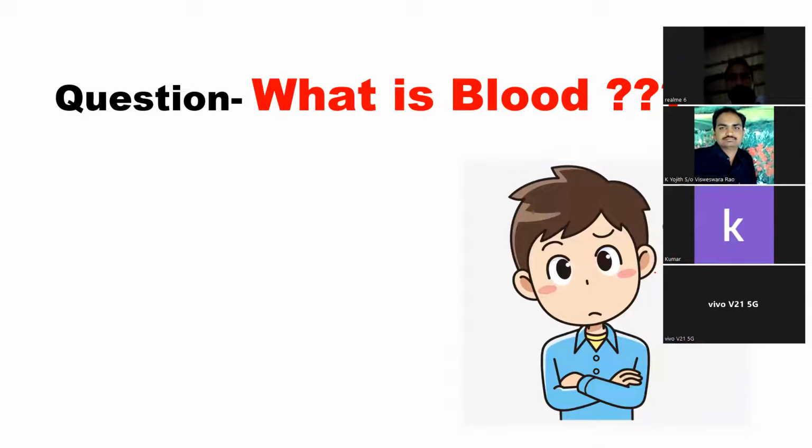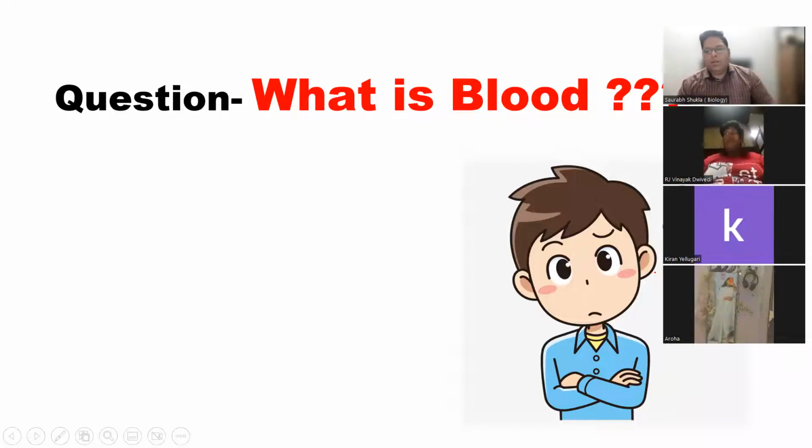RBC is basically hemoglobin, which makes the blood red. WBC is further divided into different types of WBCs, like leukocytes and others. Then we have plasma, which is basically the water part of the blood, and then we have factors which help in clotting. Okay, I think it's a correct answer, Aruha.